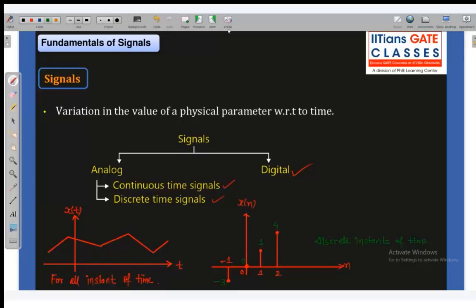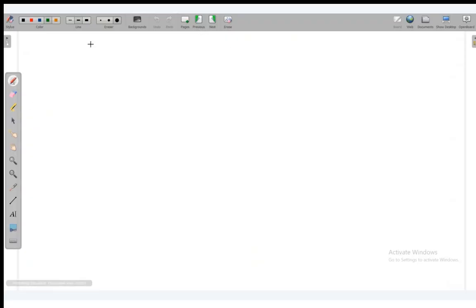Now, these discrete signals we can represent in many different ways. So we can say there are 4 ways to represent a discrete time signal.